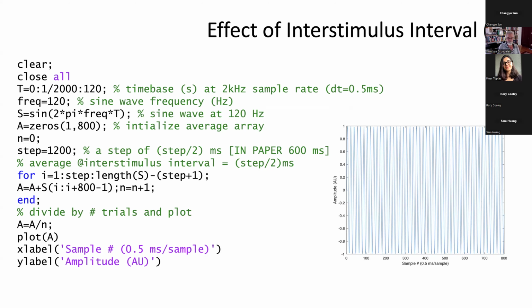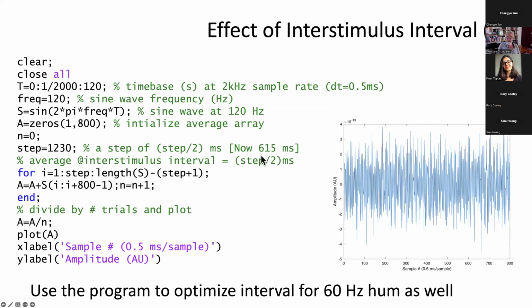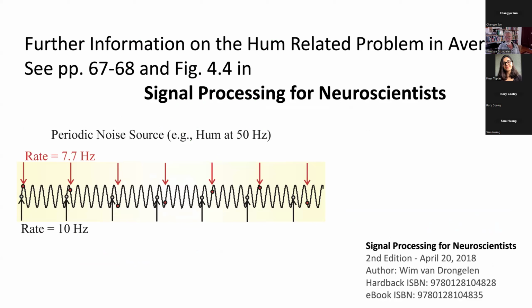On the other hand, if you change it a little bit, let's say you do 650 milliseconds, so that means double the number of samples. Look what happens. Look how small it is now. So basically, by changing the interstimulus interval a little bit, you get rid of your annoying 120 Hertz. And I'm not going to show it to you, but you can also play with this value to optimize the interval to get rid of the 60 Hertz hump as well. And this is the figure that we use to talk about this.